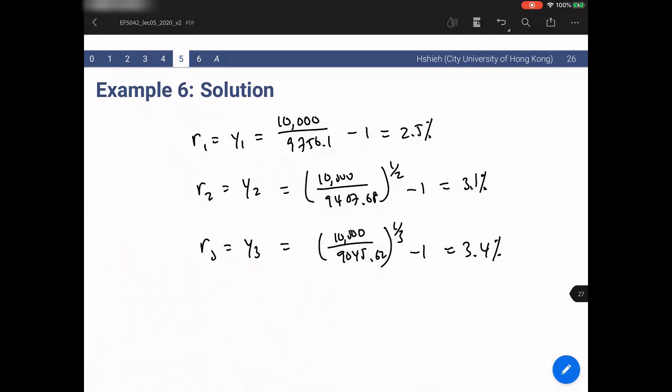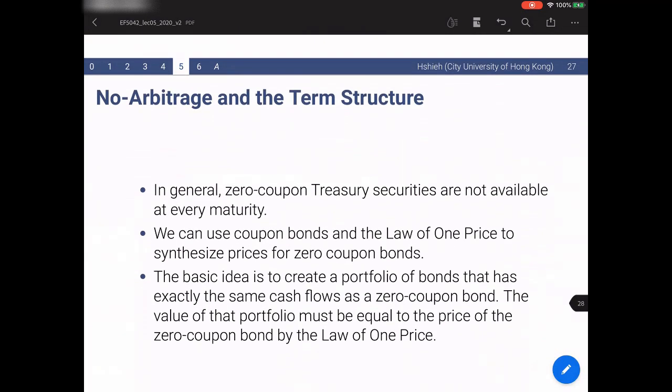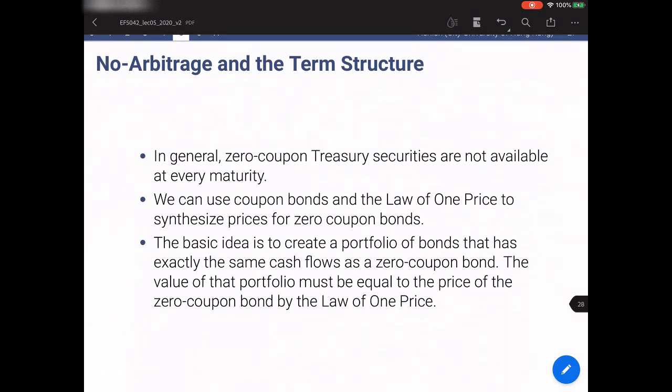All right, so when zero coupon bonds are traded on the open market and we have bond prices, it's very straightforward to calculate the bond yield, which precisely is the term structure of interest rates. Very simple. But in general, zero coupon securities are not available at every maturity. And so what we're going to do is rely on coupon bonds and the law of one price to synthesize prices for zero coupon bonds.